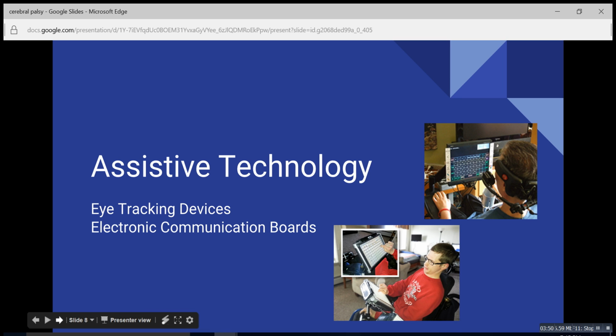Assistive technology. One is the eye tracking device, where the eye contacts a symbol or a letter for a short period of time to make the selection, and this is the eye tracking device right here. The next one is an electronic communication board, and it allows the student to choose letters and words on a screen to verbally express thoughts and emotions.